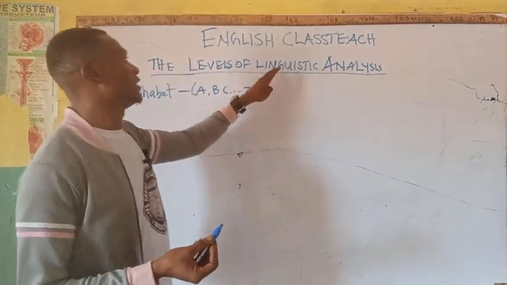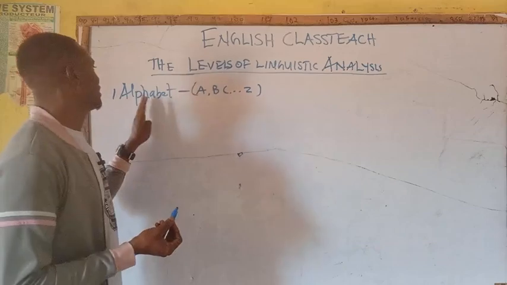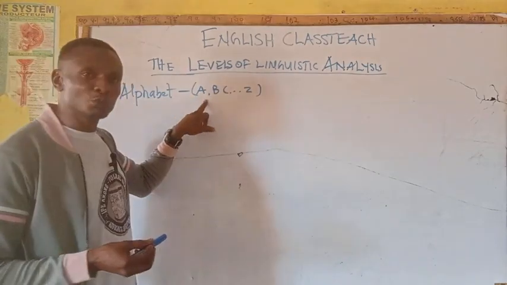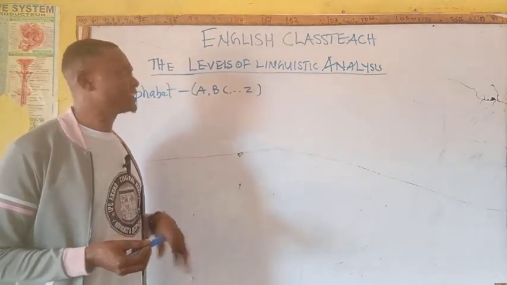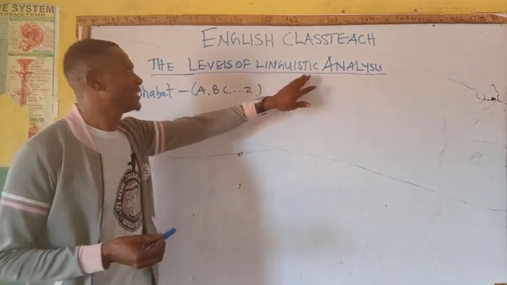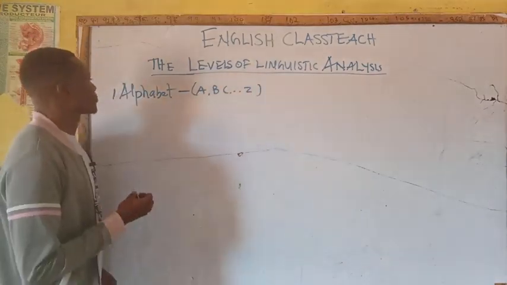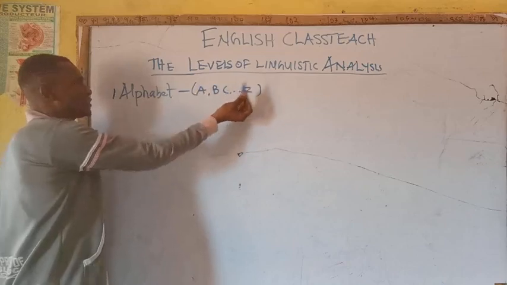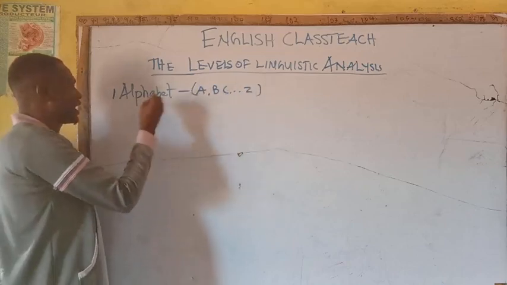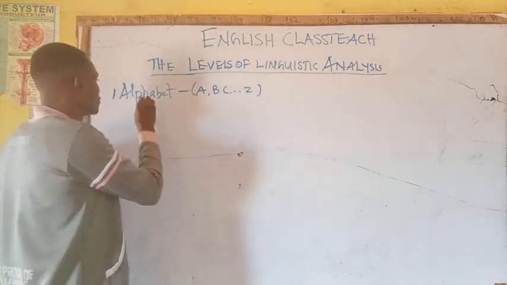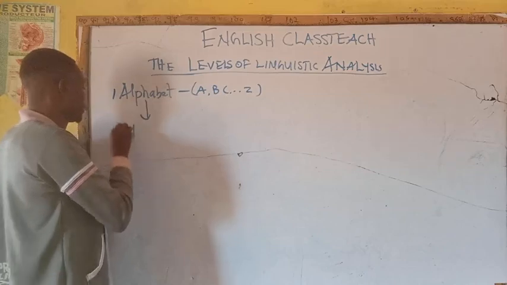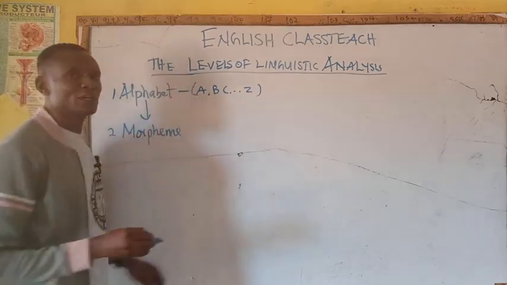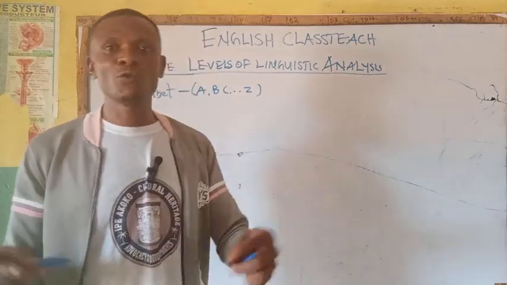So when we are talking about linguistic analysis, we should consider number one, the alphabet. Before you can form a word, you must use the alphabet. That is the analysis we are talking about here. So when you make use of the letters A to Z to form a word, what we form is what we refer to as morpheme, which is number two. Morpheme. So the coming together of letters, you form a morpheme.